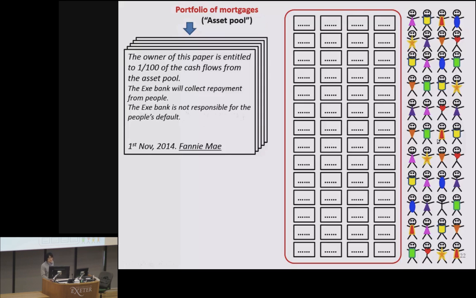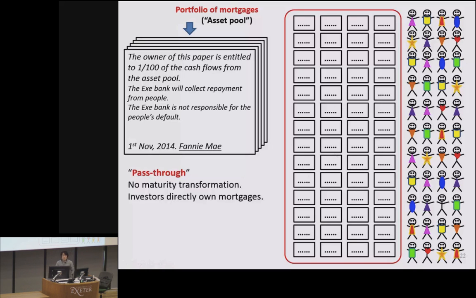the people's default. This type of asset is called pass-through. So if you buy this security, whenever there's cash flow from this pool of the mortgages, you will get paid. So it is like, by buying this security, you are directly owning these mortgages.